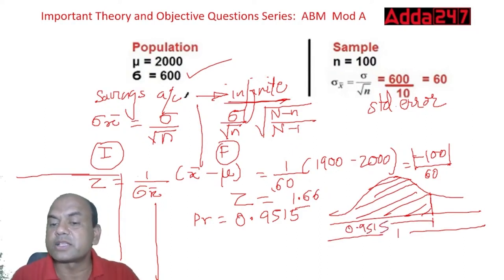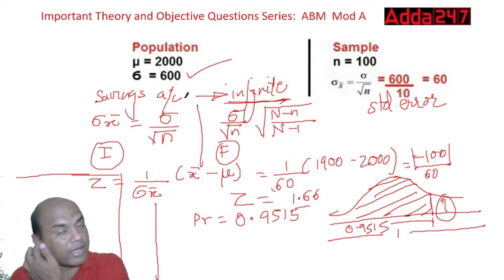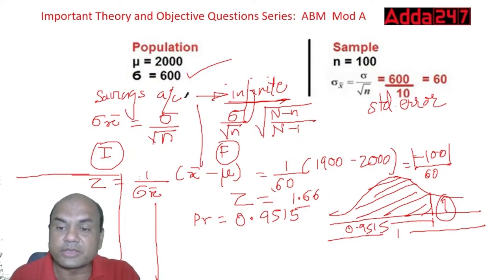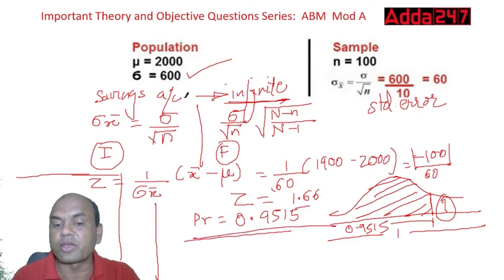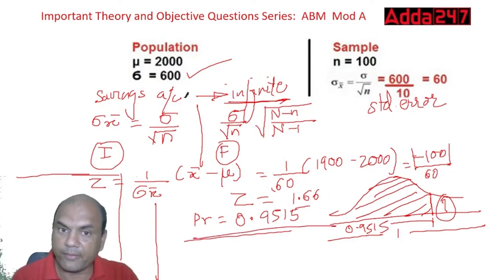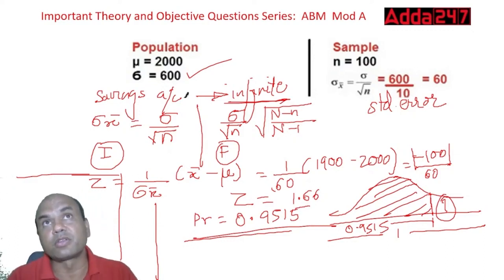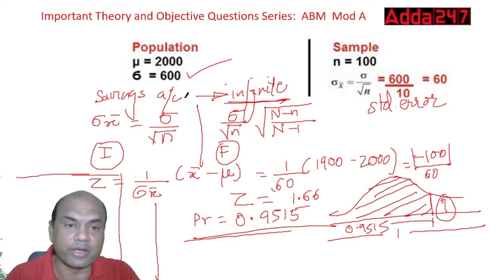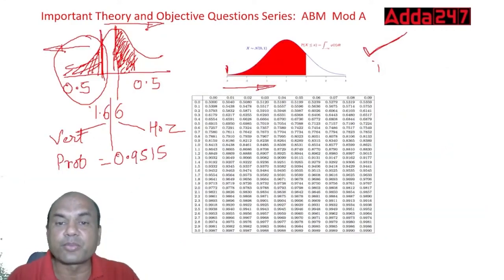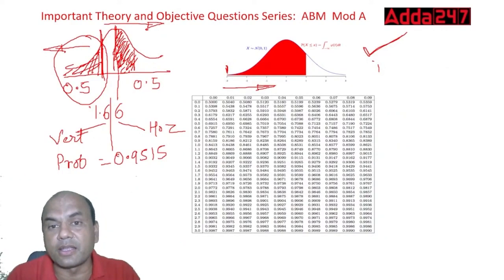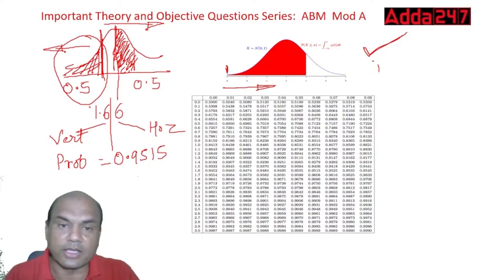If they would have asked me this area, then this would have been my question mark and this would have been my answer. But now they have asked me what? They have asked me below 1900. So I am wanting this area only. So my answer is correct over here. Luckily it is 0.9515 only. Okay. Got it, everyone? This is the way this numerical is to be solved. Not that simple. It's really difficult. You have to understand this probability distribution table correctly. And for that you need to join the classes.